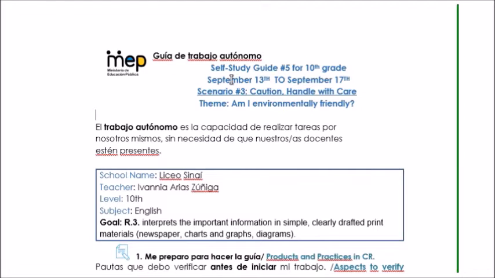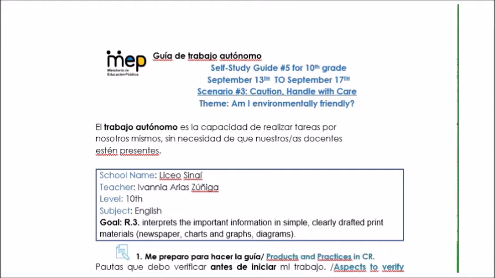Okay, this is self-study guide number 5 for 10th grade, and it is from September 13th to September 17th. And the scenario number 3, caution, handle with care, and the theme is, am I environmentally friendly?